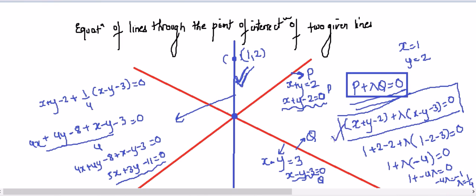P is the equation of the first line, Q is the equation of the second line. Put these values in, and there is still a lambda. To get the value of lambda, this coordinate is given to us. In place of x, put this one, in place of y, put this one, and we'll get the value of lambda. Put the value of lambda back in this equation, and we'll get the final equation.